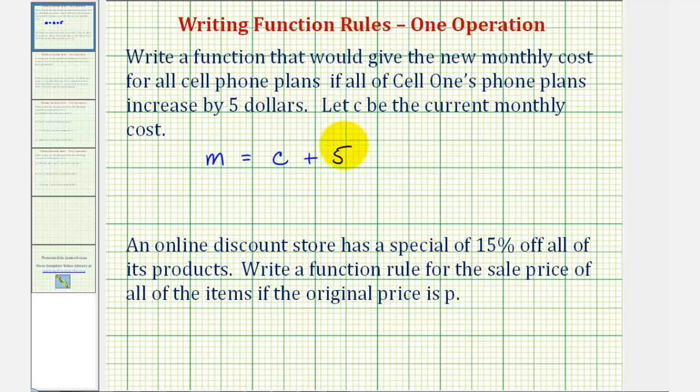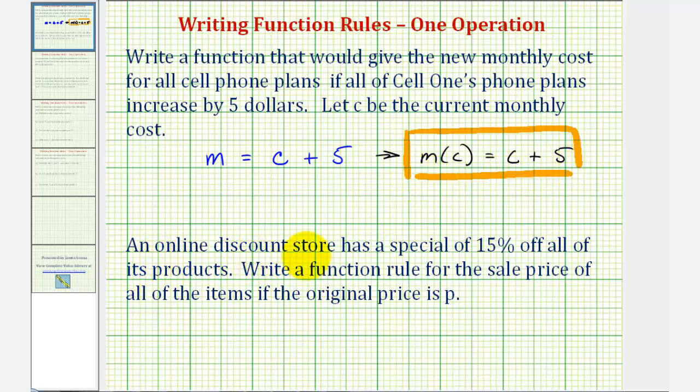But because we're writing functions, we should use function notation. In this case, since M is a function of C, we would write this as M of C equals C plus 5. So the input into our function is the current monthly cost, and the output, M of C, is the new monthly cost. This would be our function rule.